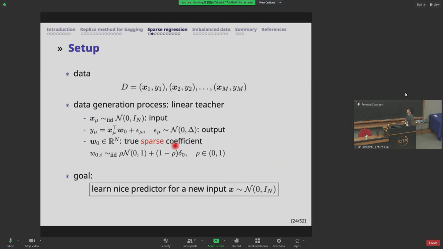This is the setup for the sparse regression. We have a pair of input and output. In this talk, I do not assume any structure on the input data set. I mean, x mu is generated from a spherical Gaussian distribution. But the output y is generated from a linear teacher with some sparse coefficient. It is sparse in the sense that each component of the parameter is generated from a Gauss-Bernoulli distribution. Here, rho specifies the sparsity of the parameter. Of course, the goal is to learn a nice predictor for a new input x, or equivalently, to learn this sparse coefficient.